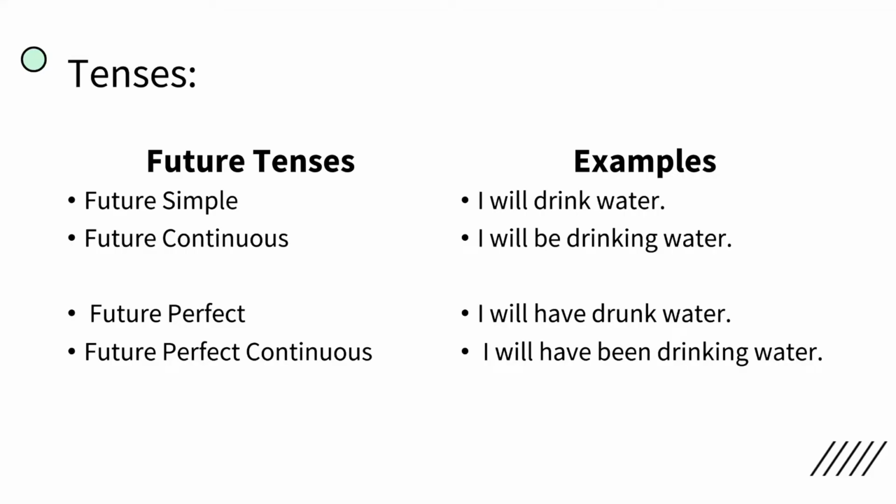Now moving on to the future tenses. We have the future simple, I will drink water. The future continuous, I will be drinking water. The future perfect, I will have drunk water. And the future perfect continuous, I will have been drinking water.